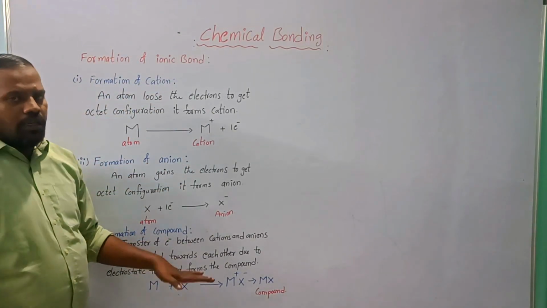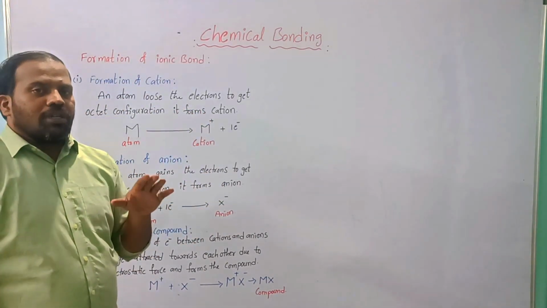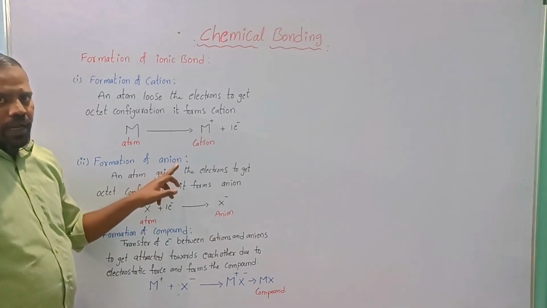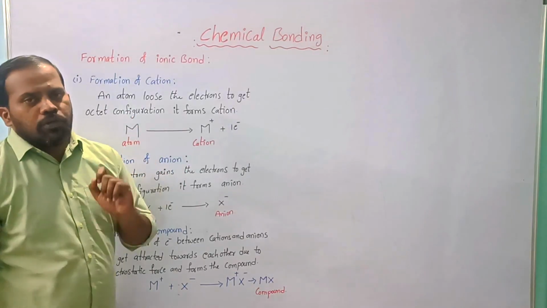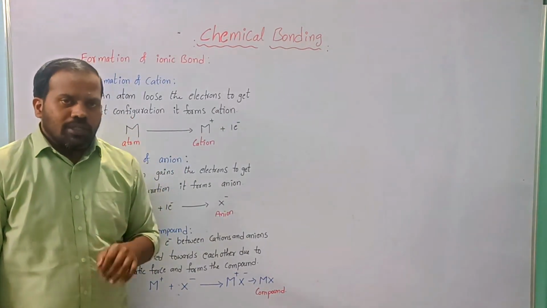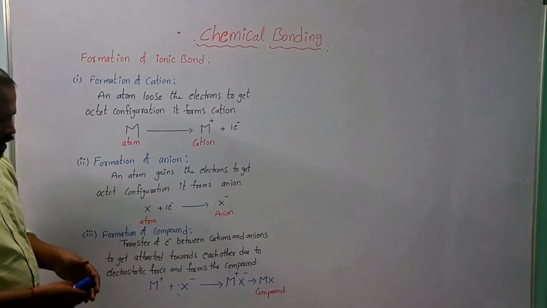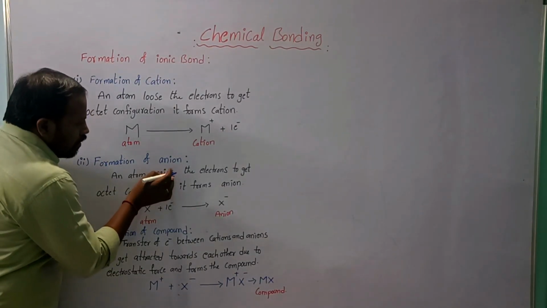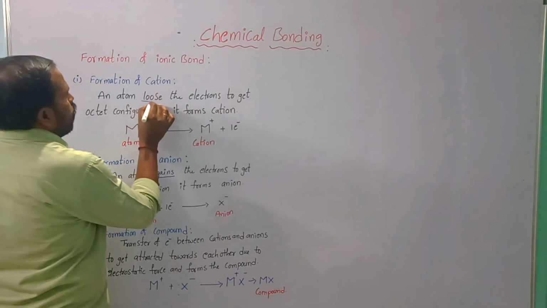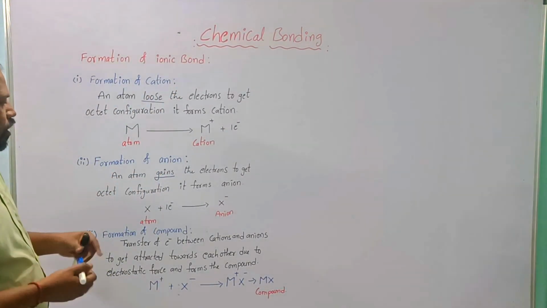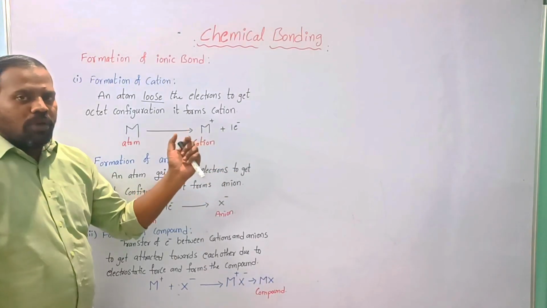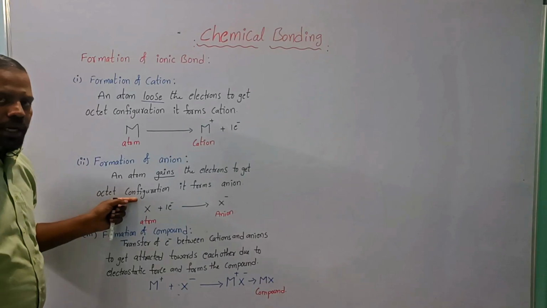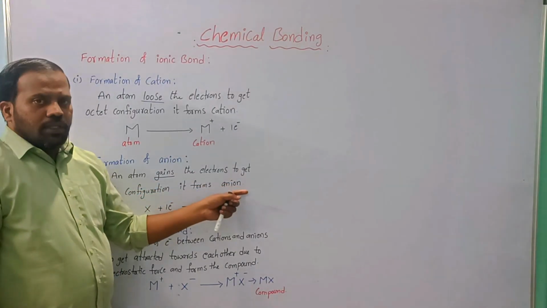Okay, first we are checking how we should write the formation of an ionic bond. Next, the second step is the formation of an anion. An anion is nothing but a negatively charged atom. An atom gains electrons, so when it gains, it forms an anion; when it loses, it forms a cation. How many electrons will it gain? To attain the stable octet configuration, it forms the anion.